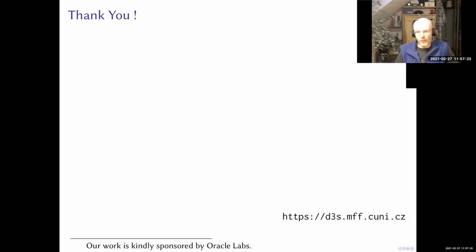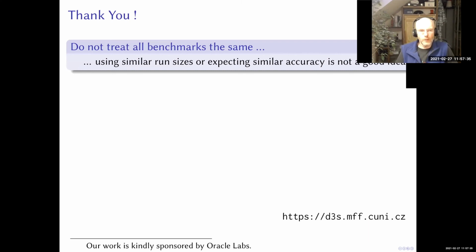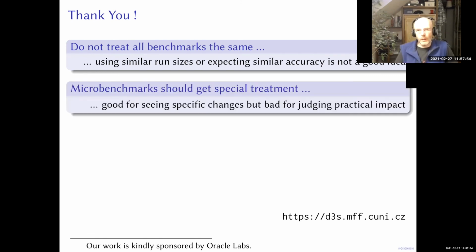Four data points I want to leave with. One is we should not really treat all benchmarks the same. Situations where people just run the benchmarks, collect the scores, and treat them in a similar way are not a good idea. We really need to distinguish per benchmark and per platform which is running the benchmark. Micro benchmarks are, I think, absolutely needed, but they should really get a special treatment. They shouldn't be mixed together with bigger benchmarks.